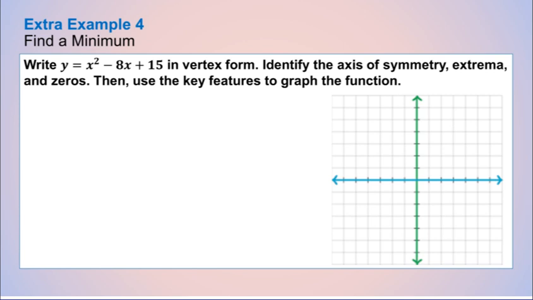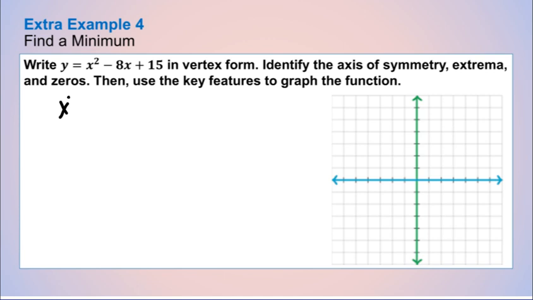Next, write y equals x squared minus 8x plus 15 in vertex form and identify the axis of symmetry, the extrema, and zeros, then use the key features to graph the function. Now, I could just graph that on my graphing calculator and then use that to find my zeros, but that won't help you to put it in vertex form. So for this one, I'm going to put it in vertex form, find my zeros, and then I'll show you how to put it on your calculator.